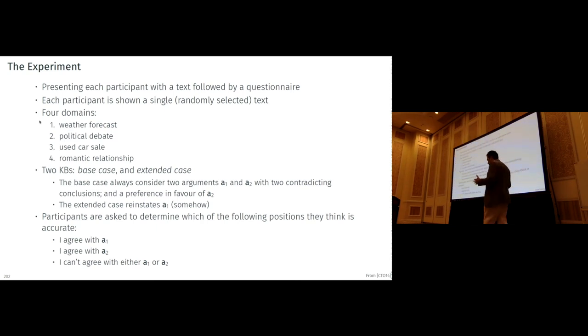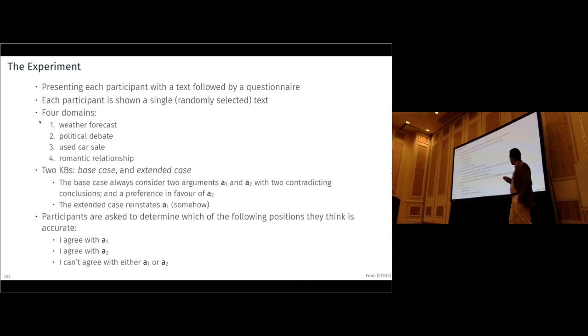And for each domain, there were two cases: a base case that always considered two arguments, A1 and A2, with two contradicting conclusions and a preference in favor of A2, and then the extended case reinstated A1. Think about the weather forecast: CNN is saying that tomorrow will rain, BBC says that tomorrow will be cloudy but not rain, and we know that BBC is always more reliable than CNN. So one argument in favor of raining, one in favor of cloudy but not raining, and a preference in favor of one over the other.